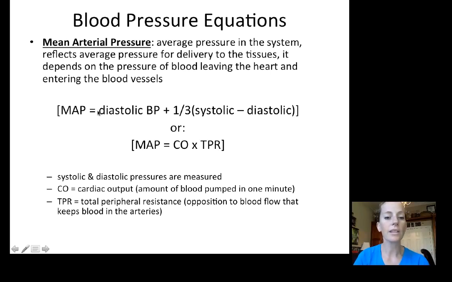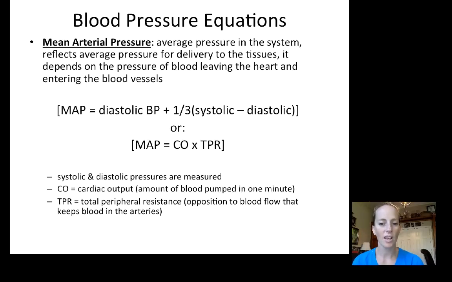We can also calculate the mean arterial pressure, which we do clinically. So when we measure the diastolic and systolic blood pressure, this is a quick way to calculate out in the field what the mean arterial pressure is once you get those measurements. So this is the theory, cardiac output times the total peripheral resistance, and this is the clinical way to calculate it as well. So you can use either one of these calculations depending on what we're doing.